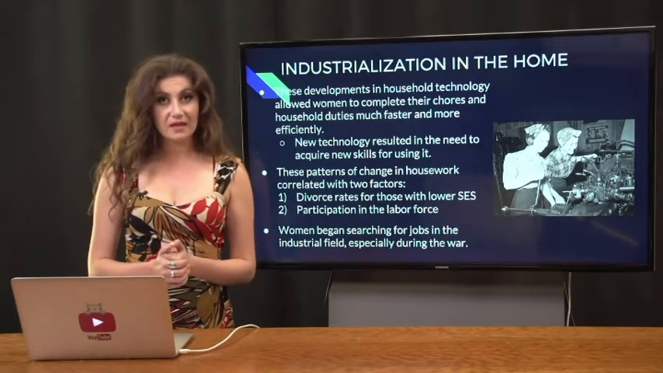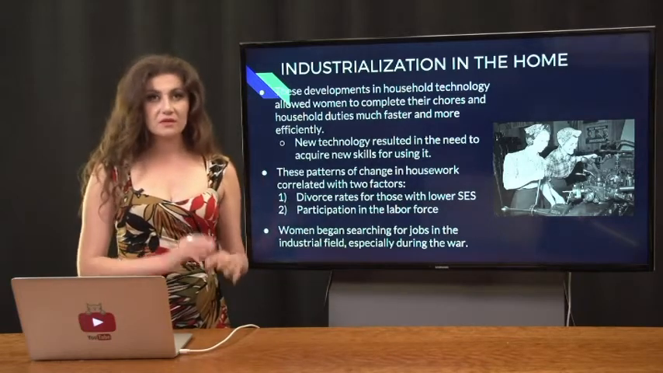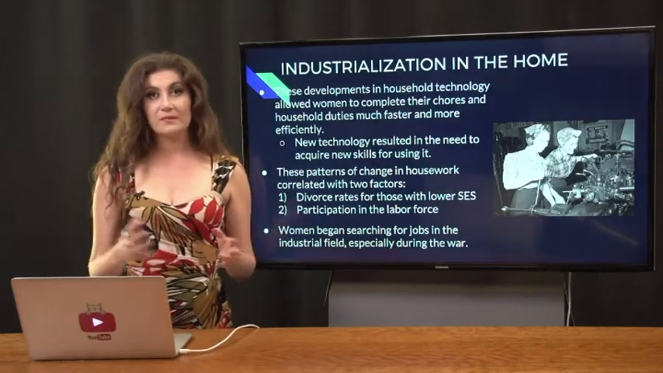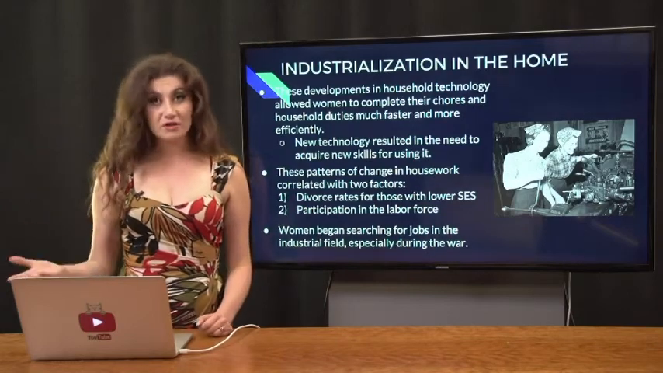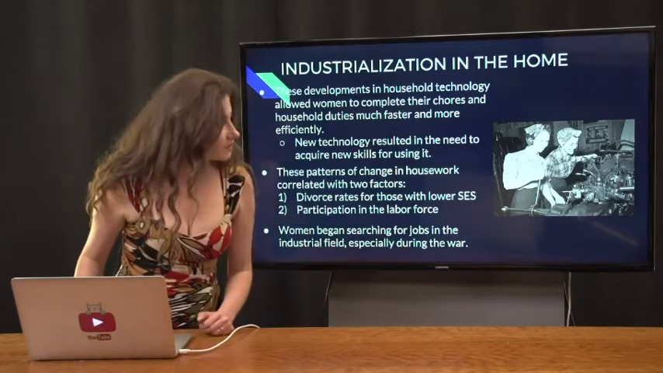The way that they would do that is they would have these household appliances to do their laundry, wash their dishes, all of these things, and it gave them much more time and the ability to actually find a job in the industrial area, and mostly in a factory, which is a picture that you see here.